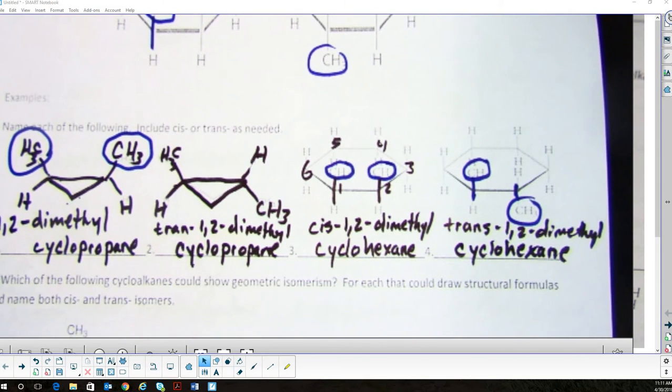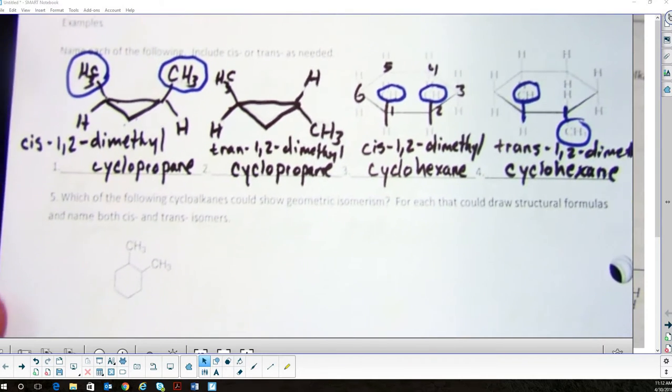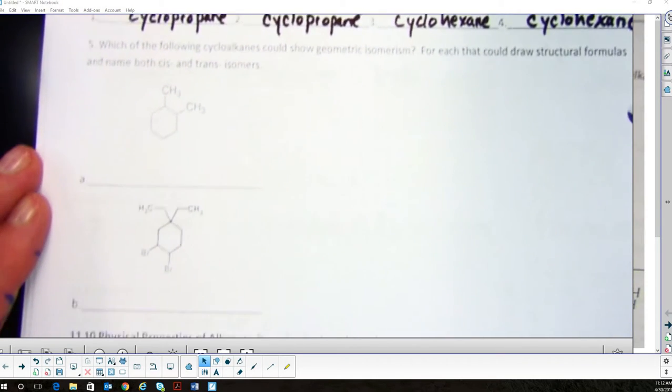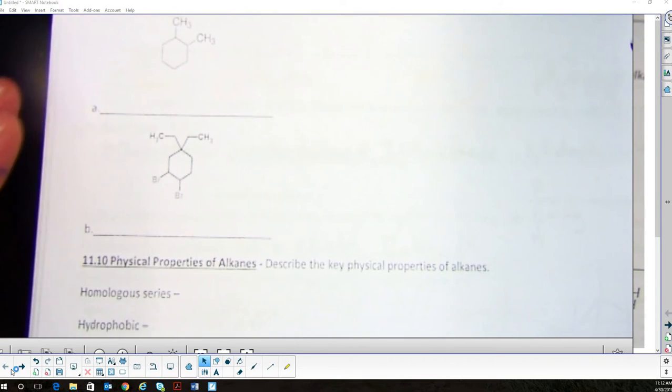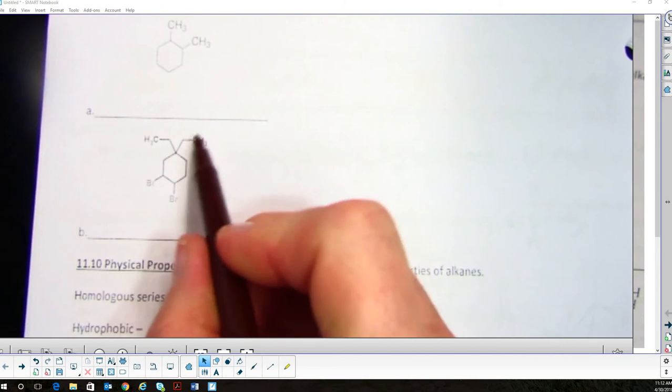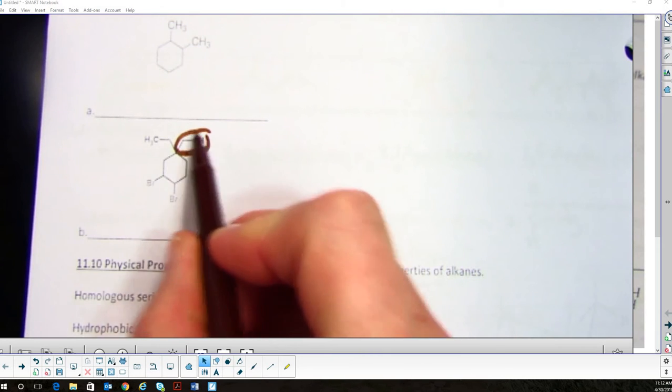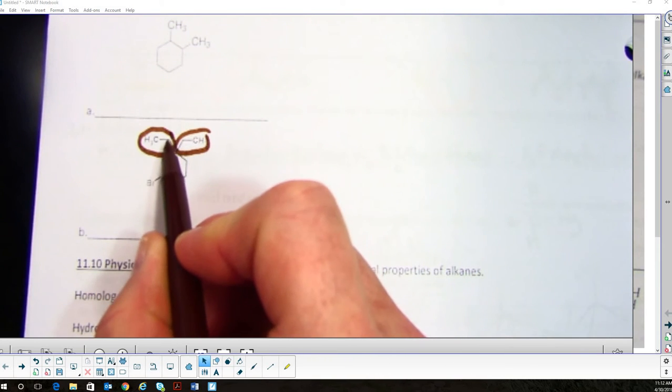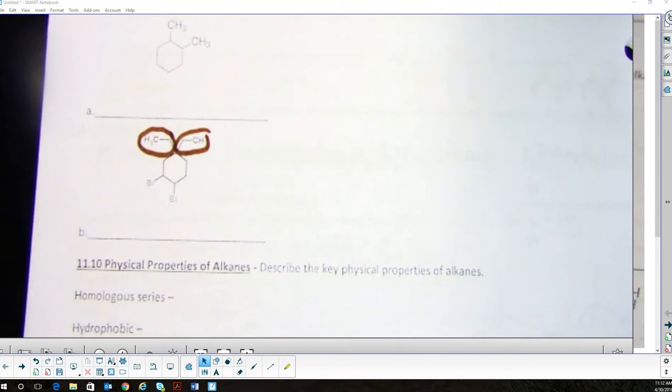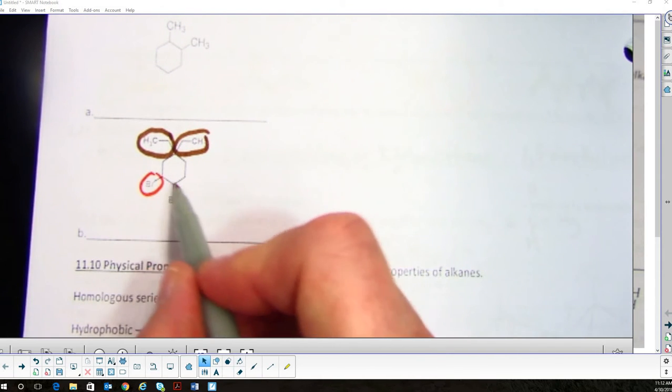Okay, so now we're going to go to number 5, but I'm going to do the harder one and leave you the easier one. So I'm going to come down to B. B has a few things coming off of it. Let's go ahead and just name it like we would. So it has 2 ethyl groups coming off right here. That bend right there, that's a carbon. And we have 2 bromine groups coming off right here.